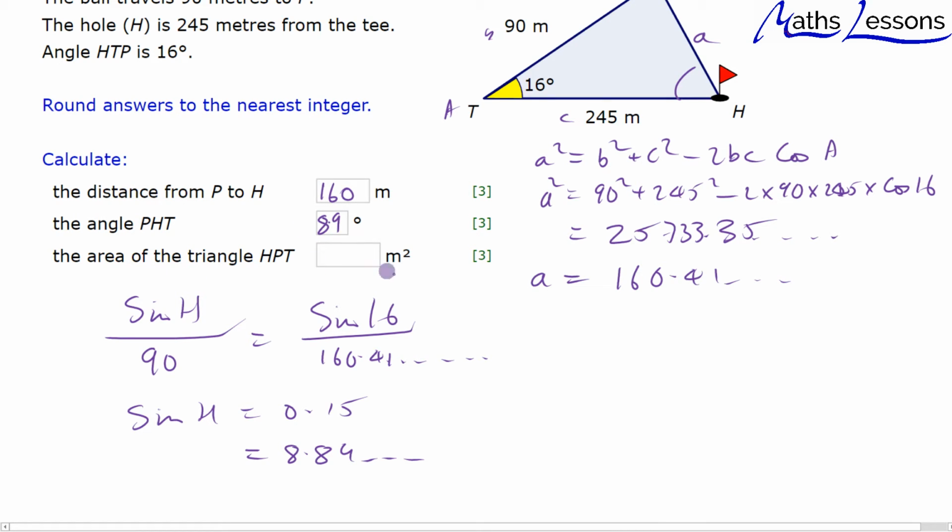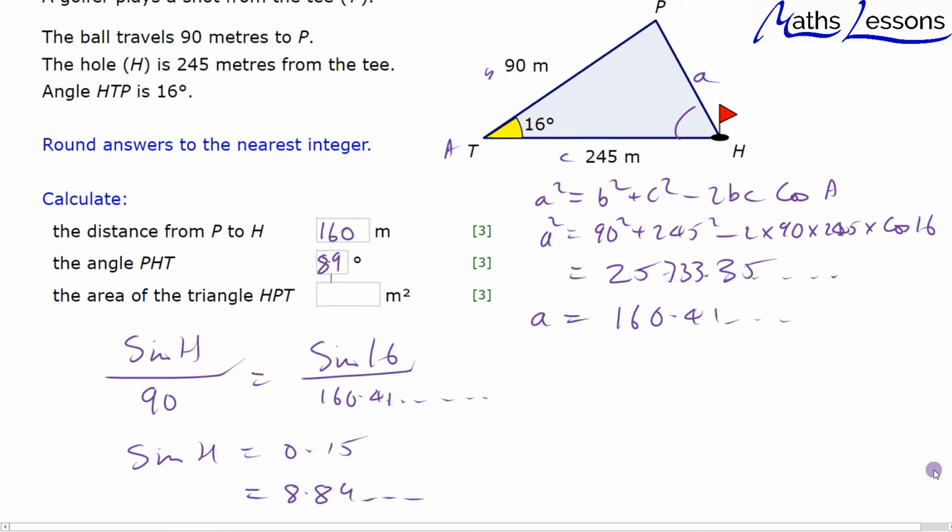Now we want to find the area of the triangle HPT. So we just use the area formula. So the area equals a half ab sine C. So the two sides either side of the angle. So these two sides are either side of that angle. So it's just simple of chucking it straight into the formula.